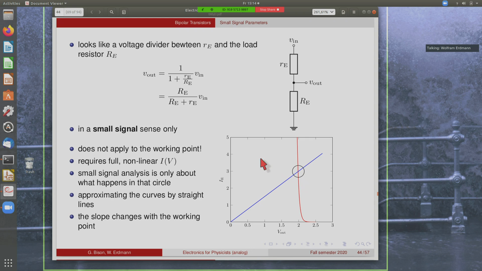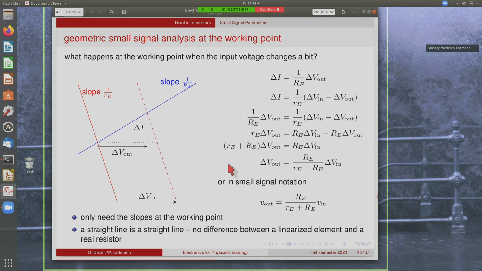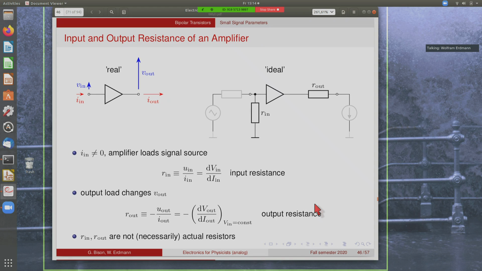You can convince yourself if you look at this. This is simply geometry, so you can do this without actually analyzing any circuit. And if you just have the two slopes of the two curves, you can find out how the input voltage changes with the output voltage. It's not so important because we will, of course, always use these equivalent circuits. But the message here is that in this approximation, a straight line is a straight line. It doesn't matter whether it's an actual straight line from a resistor or it's just a linearized version of a nonlinear IV curve. The behavior is the same.